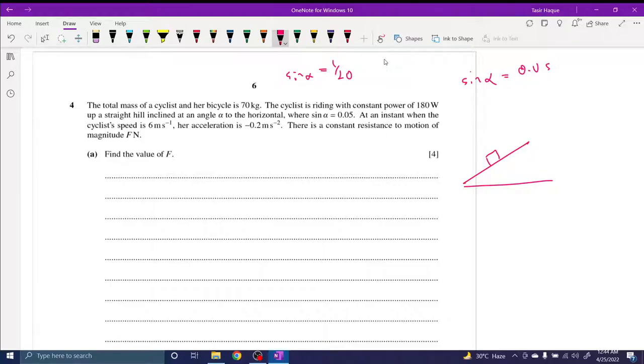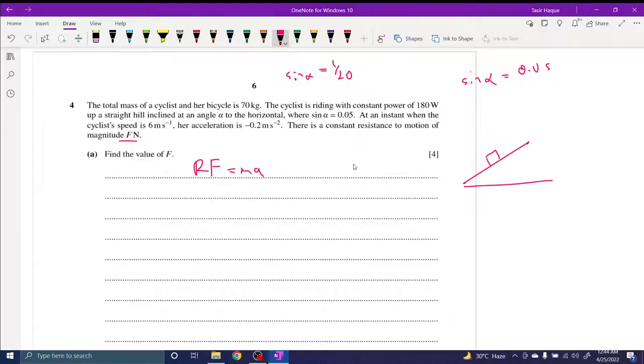So at the instant when the cyclist speed is 6. So do you see this wording? At the instant, they're actually telling you to use P is equal to FV, right? There's constant resistance to motion of F. Let's find out the value of F. We're just going to use resultant force is equal to ma, right? So we are going up the hill.